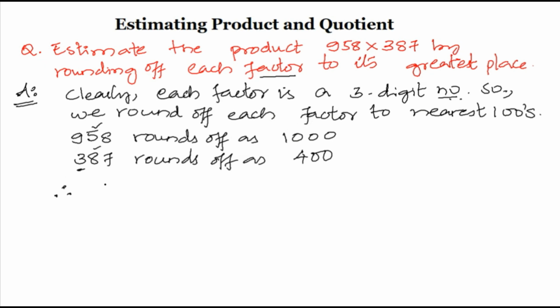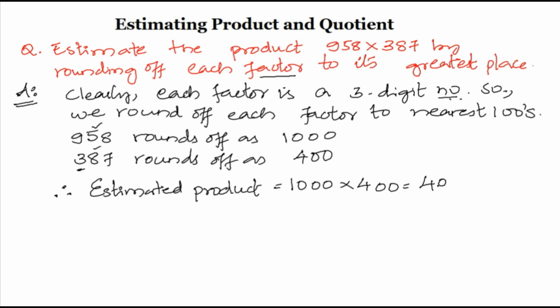Therefore, the estimated product will be 1000 multiplied by 400. This becomes 4 lakh. Look at the number of zeros here. There are 5 zeros. So 4 is followed by 5 zeros. So the estimated product is 4 lakh. Let us take up one more example.